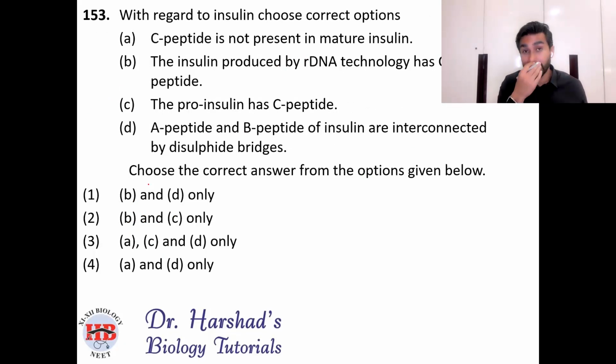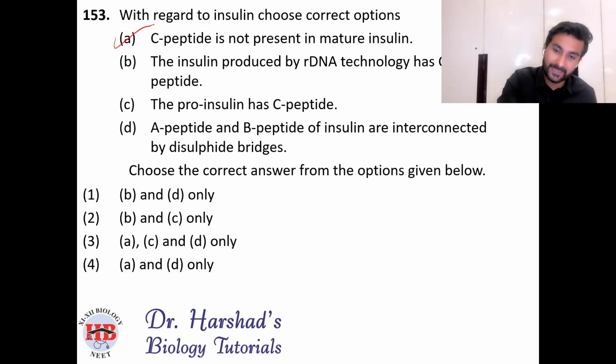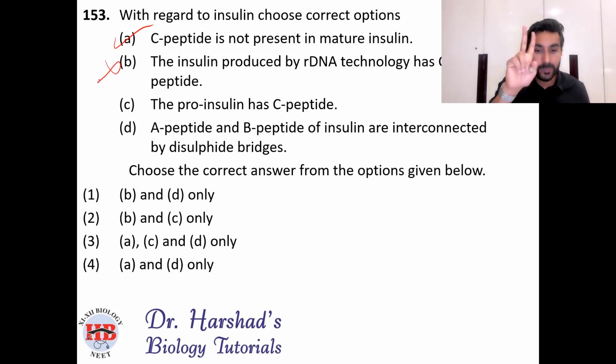This question is about insulin, which is again a question on biotechnology applications. If you remember, the original inactive insulin, which is called prohormone, has A, B, and C peptides, out of which if you remove the C peptide, you get the mature insulin. Now, the first statement says C peptide is not present in the mature insulin. That's correct, because mature insulin has only A and B peptides. The insulin produced by rDNA technology has C peptide. Wrong. rDNA technology produces only A and B peptides.